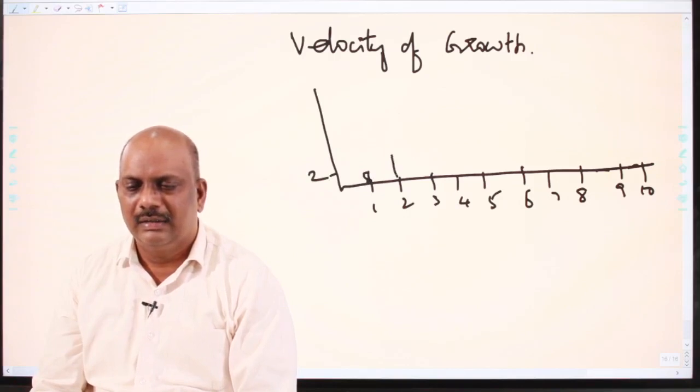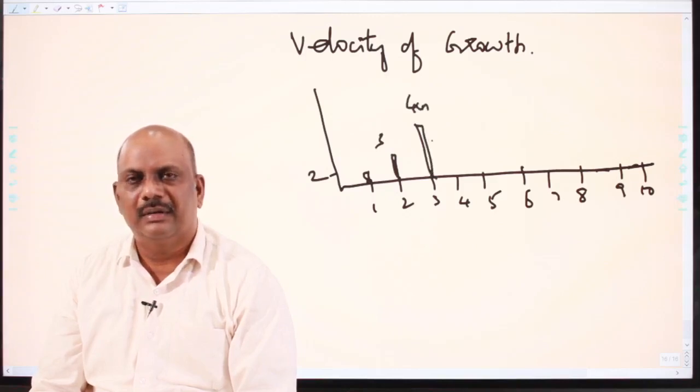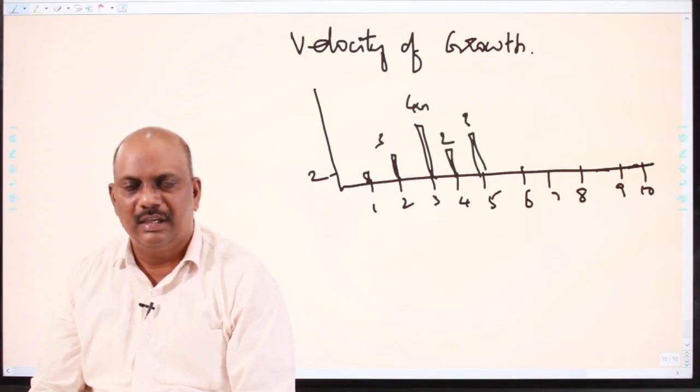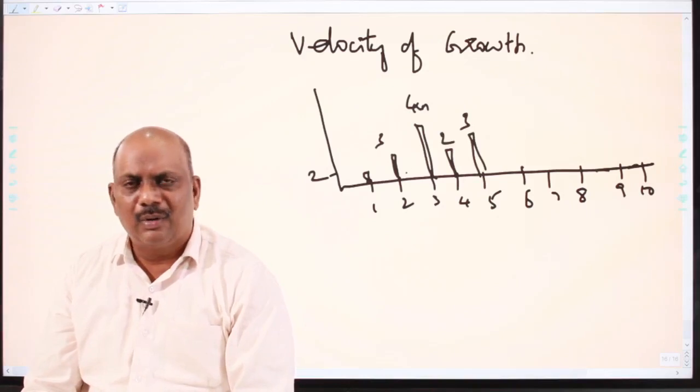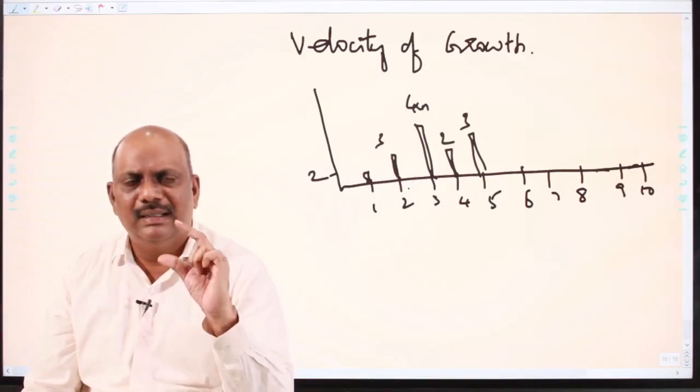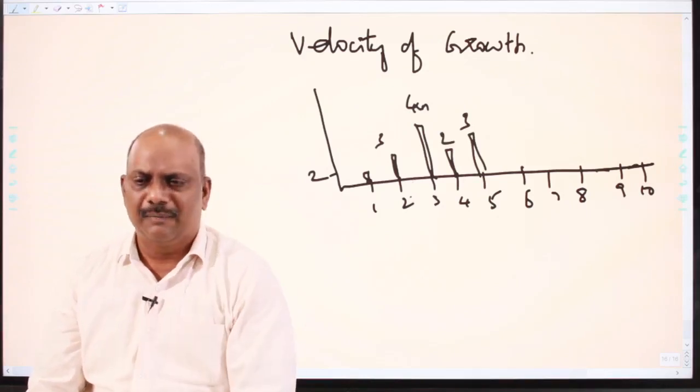Second, 3 centimeters. Third, 4 centimeters. Fourth, 2 centimeters. Fifth, 3 centimeters. So the growth in this period of time, right? This we call velocity of growth.